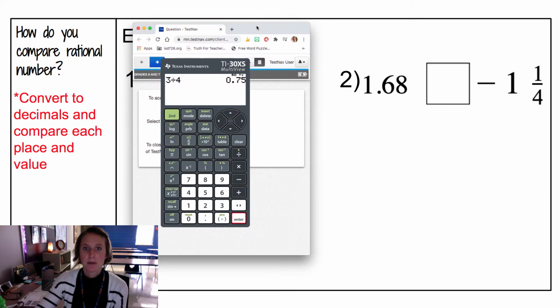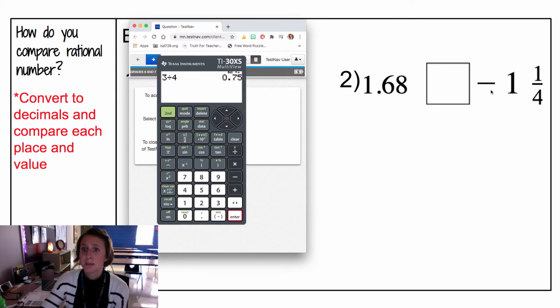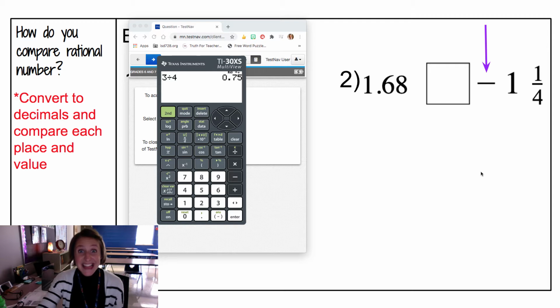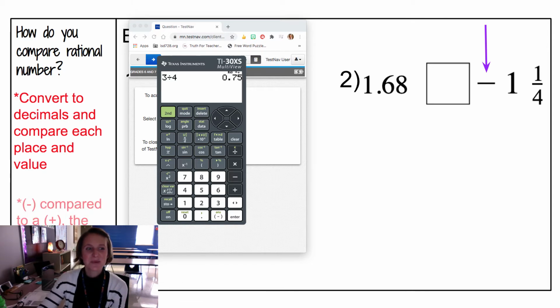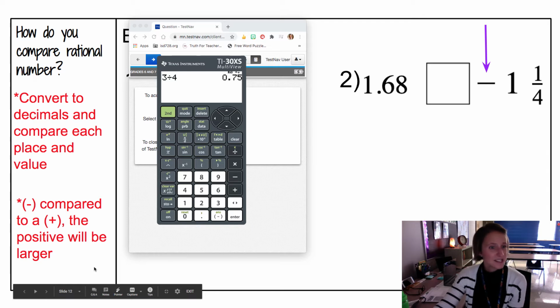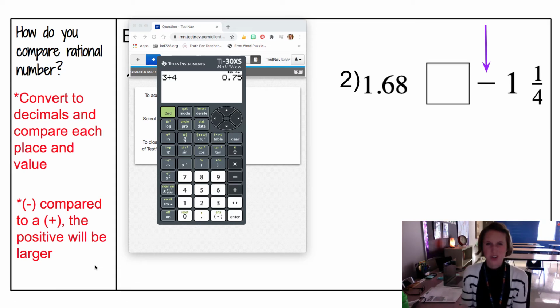Let's go to the next problem. 1 68/100, we're going to compare that to a -1 1/4. If you didn't write it down yet, pause the video and do that. What do you notice in this second problem here? That minus sign. Let's go off to the left-hand column in our notes and let's write this. When a negative is compared to a positive, or vice versa, if a positive is compared to a negative, the positive is going to be larger, right?